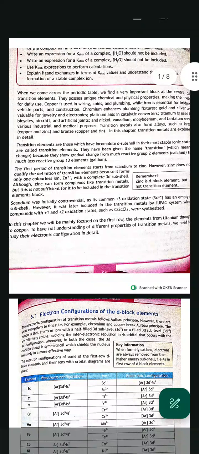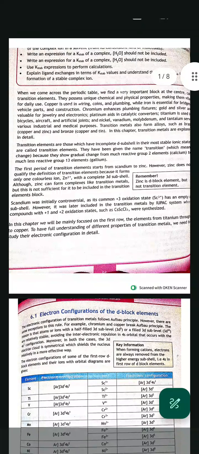Copper is used in wiring, coins, and plumbing, while iron is essential for bridges, vehicle parts, and construction. Chromium enhances plumbing fixtures. Gold and silver are valuable for jewelry and electronics. Platinum aids in catalytic converters. Titanium is used in bicycles, aircraft, and artificial joints. And nickel, vanadium, molybdenum, and tantalum serve various industrial and medical purposes.